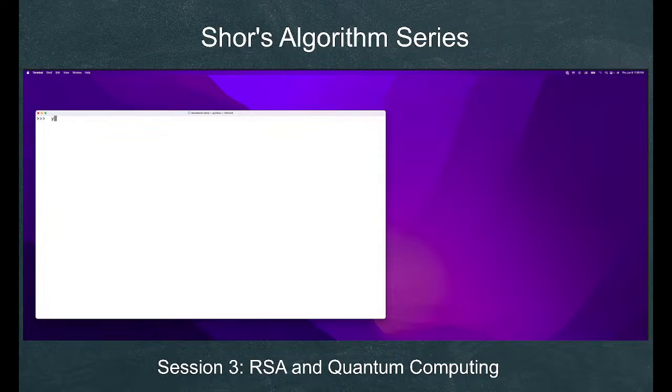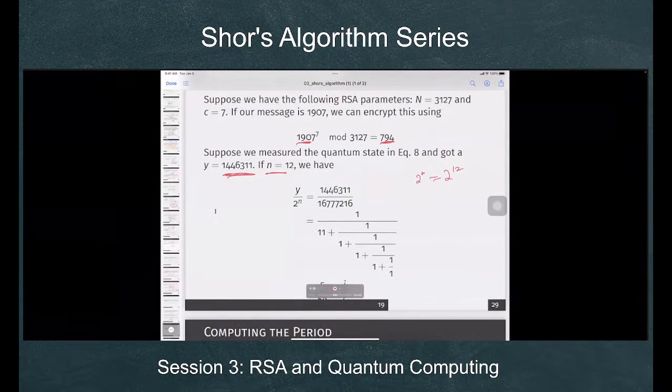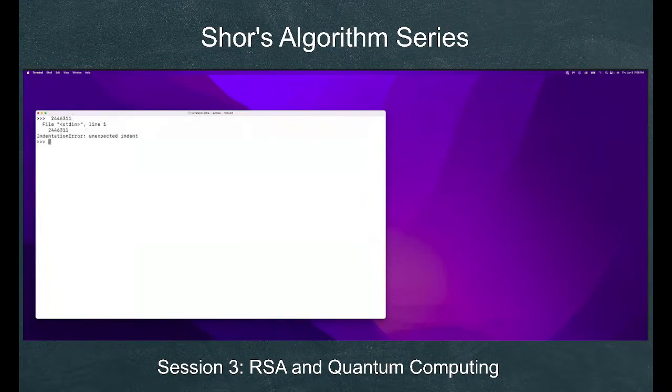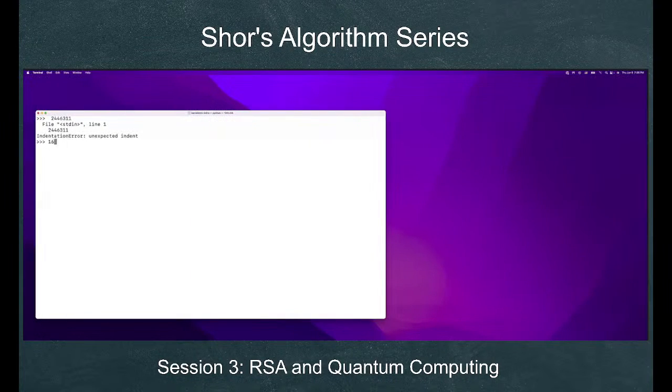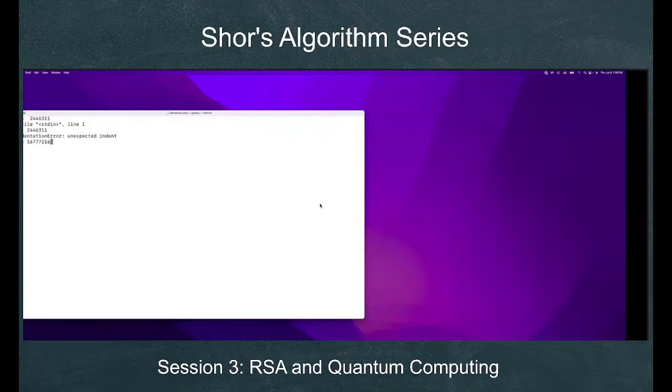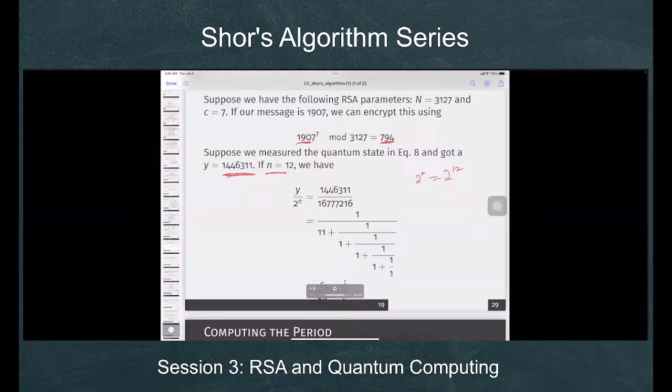Let's say y is 1446311, and then the other one is 167772216. Sorry, I cannot copy this actually. So how do you do partial fraction expansion? This is how you do it. Take a look at this one here.